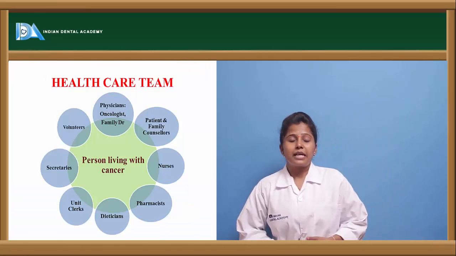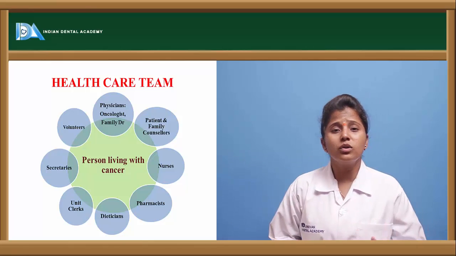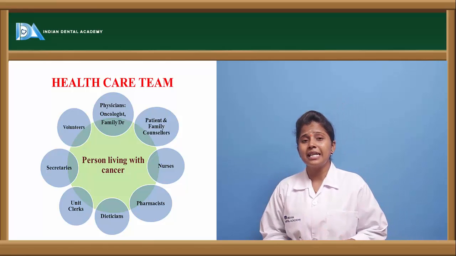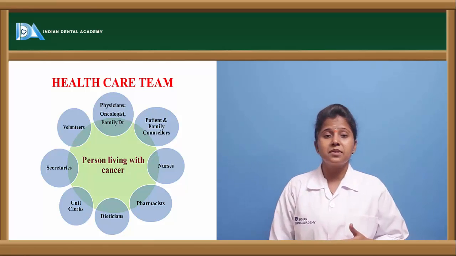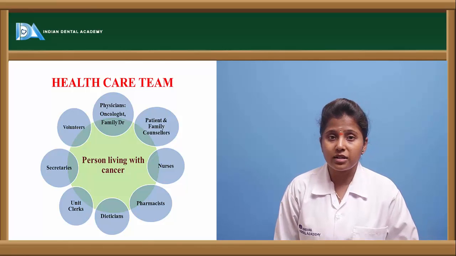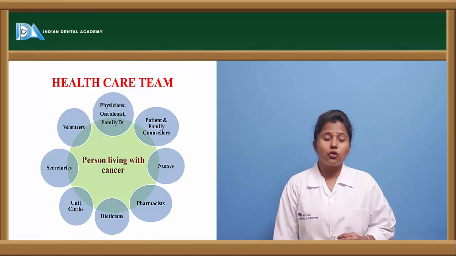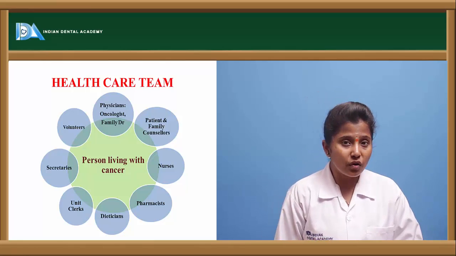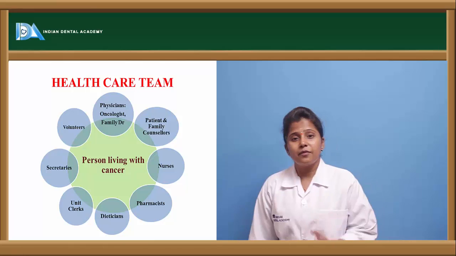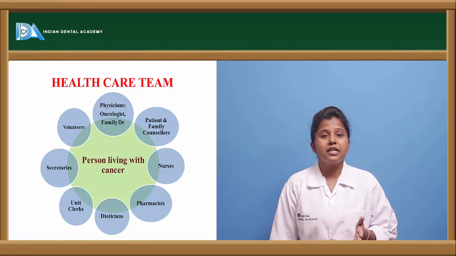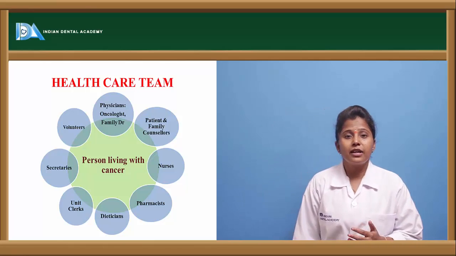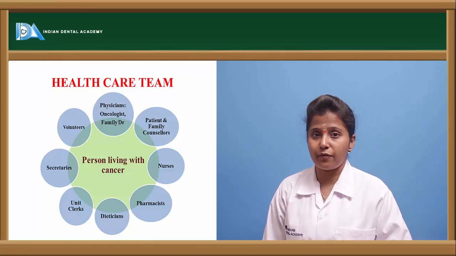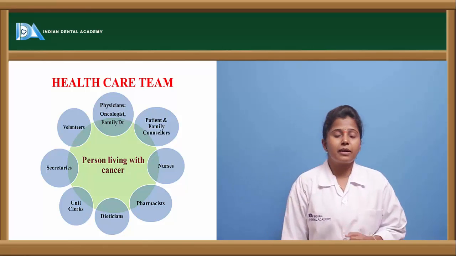How can cancer be prevented, or how can care be taken if a patient is suffering from cancer? There is a healthcare team who takes care of and observes the patient suffering from cancer. For example, a physician, oncologist, or a doctor. A doctor who is specialized in cancer is called an oncologist, and if a patient is suffering from cancer, then definitely he has to consult an oncologist, whereby he can be diagnosed as to which type of cancer he is suffering from.